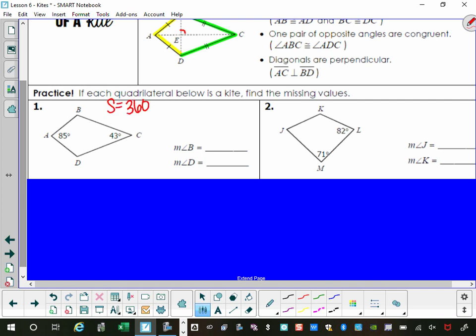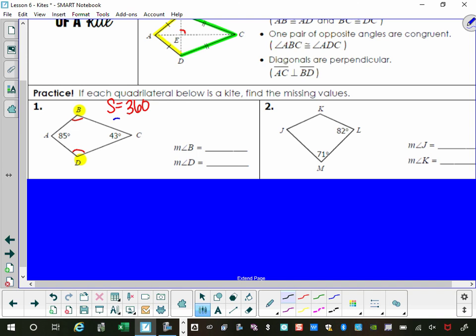So they already gave me two angles. I know that opposite angles on the short diagonal are congruent. So these two angles are going to be congruent. They're your only congruent angles in the kite. The only congruent angles are on the short diagonal. So how can I solve this problem? Not 180.